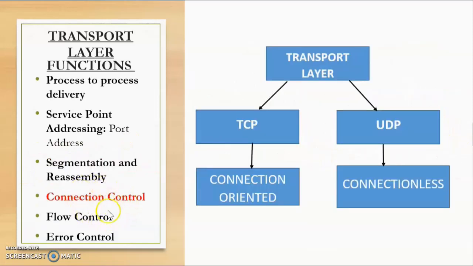Next function is connection control. Now the transport layer uses two main protocols, that is TCP and UDP. The TCP is connection oriented, which means that it will set up a connection before sending the data. So it will be more reliable, whereas UDP is connectionless, which means it won't set up any connection before sending the data. As a result, it is less reliable as compared to TCP. Now this TCP and UDP we will study later in detail in the upcoming videos.